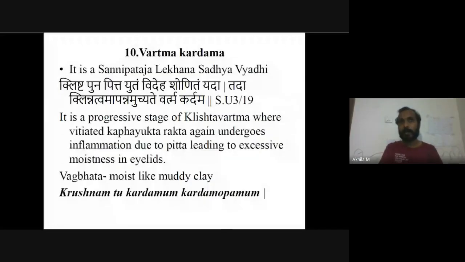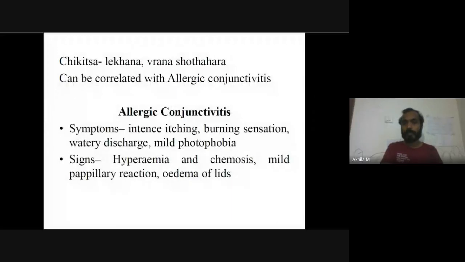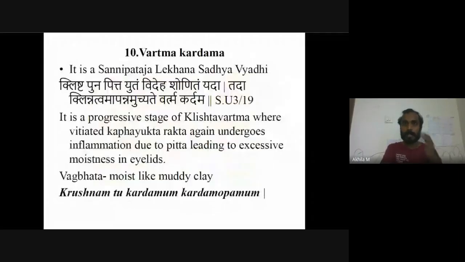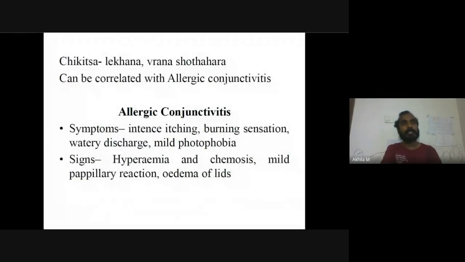According to different conditions, we can correlate with Varma Kardama or Kushta Varma. According to the different types of allergic conjunctivitis, sometimes we can correlate with Varma Kardama or Kushta Varma. In allergic conjunctivitis, the signs and symptoms are itching, burning sensation, watering, photophobia, hyperemia, mild swelling, chemosis at the conjunctiva, papillary reactions, and edema of the lids.